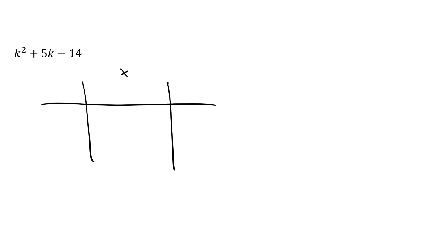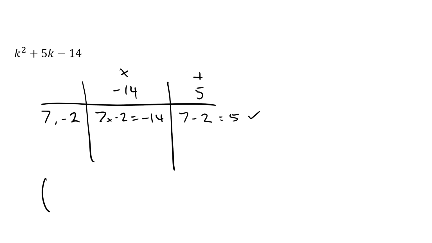We have a times of negative 14 and a plus of 5. So the bigger number will be positive here. So I need two numbers that times to give 14. So again, bigger number is positive. So 7 and negative 2 is negative 14, and 7 take away 2 is 5. So that's it. Now remember, if you don't get it the first time, try to find a different pair and do the same thing until you get it. So k plus 7, k minus 2.